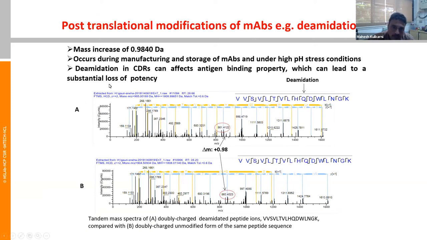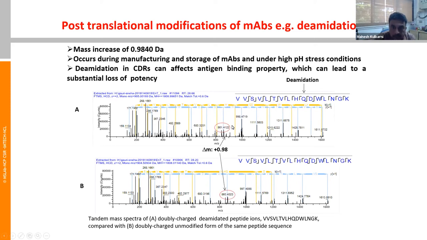So this is an unmodified, this is a modified peptide, and this is an unmodified peptide. Here the encircled shows this, this is a glutamine, asparagine. So here you see there is an 861 and this is an 860. There is an increase in mass by one dalton.